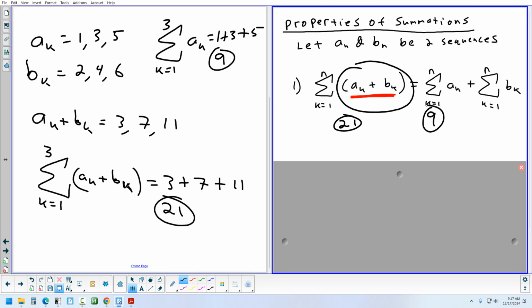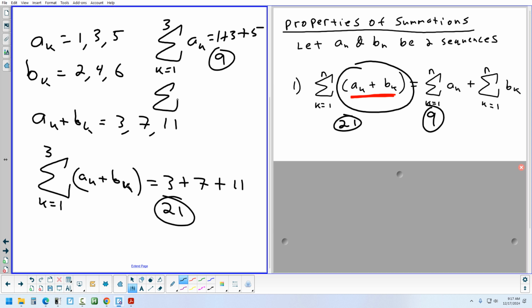9. Now, let's do it again, but for sequence B. Let's add up all the numbers there, starting with the first term and going to the third term. What's the first term in sequence B? 2. Second term? 4. And third term? 6. What's 2 plus 4 plus 6? 12. Yes. Gives you 12. That's the second part.